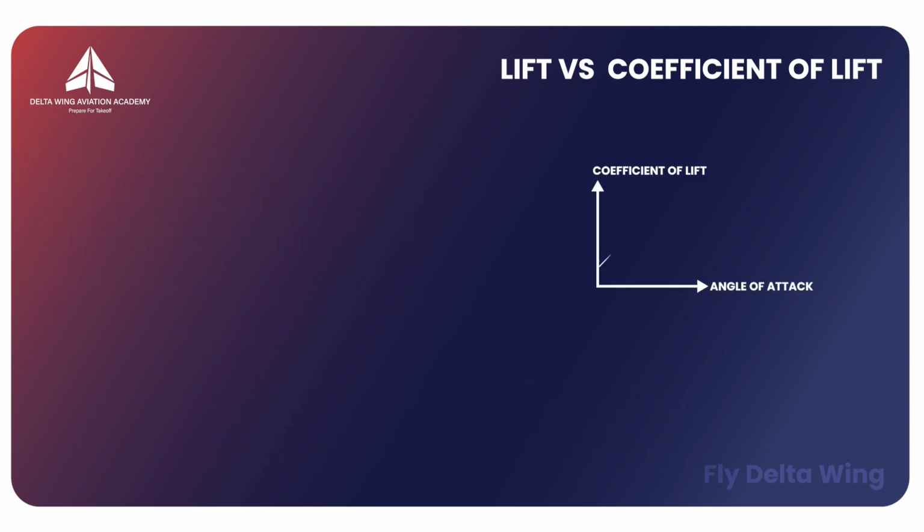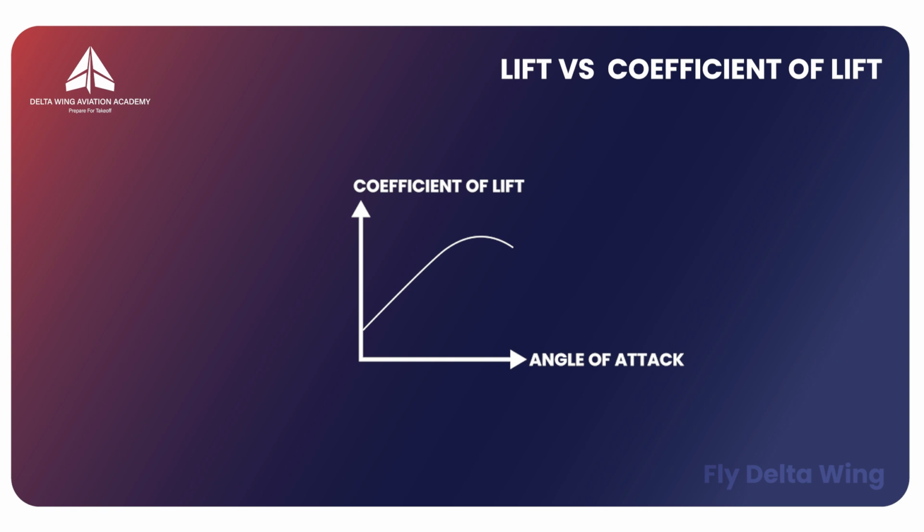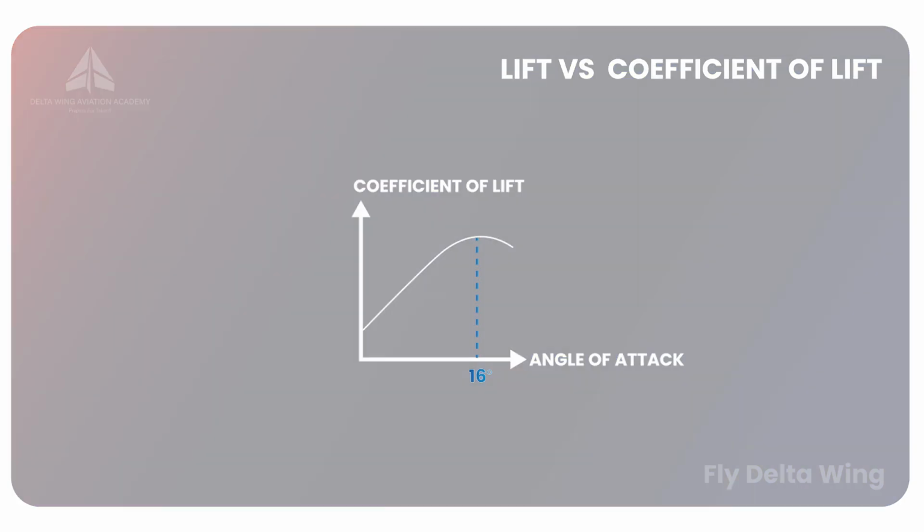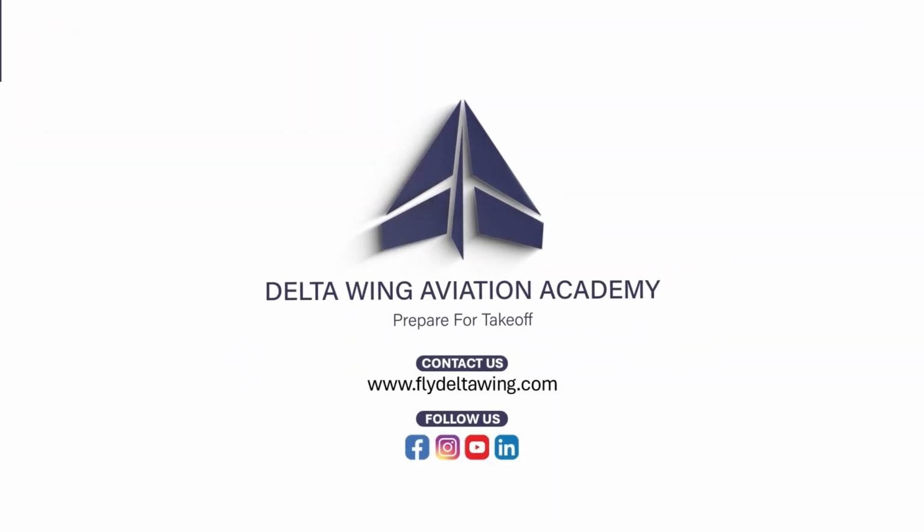Unlike lift, the coefficient of lift is a dimensionless quantity that has no units like pounds or newtons. Coefficient of lift is a value that allows us to compare the wing's lifting ability at a given angle of attack. For example, at 16 degrees angle of attack, the lifting ability of this wing is at maximum, just before it stalls. This is how the coefficient of lift is determined. It's part of the design and testing process, and it's specific to every wing design.